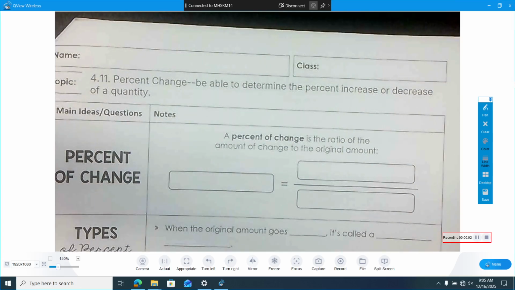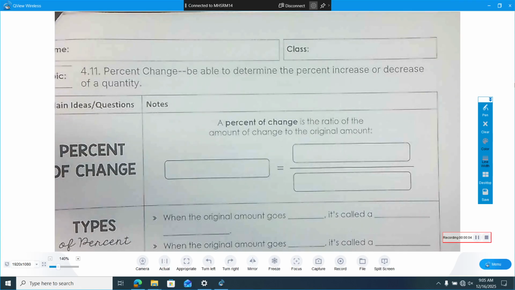All right, so here we go. We are talking about percent change today. And we're going to be able to determine a percent increase or decrease of a quantity.